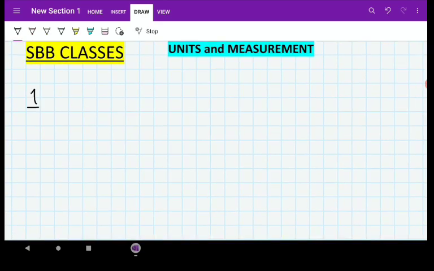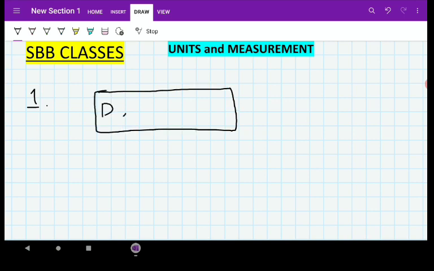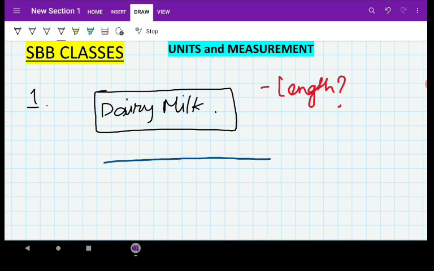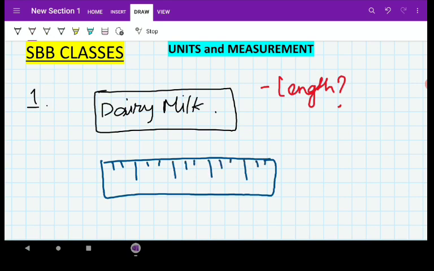First is that I ask you to go to your nearest shop and buy a chocolate. Suppose you buy one Dairy Milk and come back home. I ask you what is the length of your chocolate. So, how will you measure it? You will open your pencil box, take out your scale. It has all its markings here, and then you measure it. Suppose the measurement comes to be 10 centimeter.